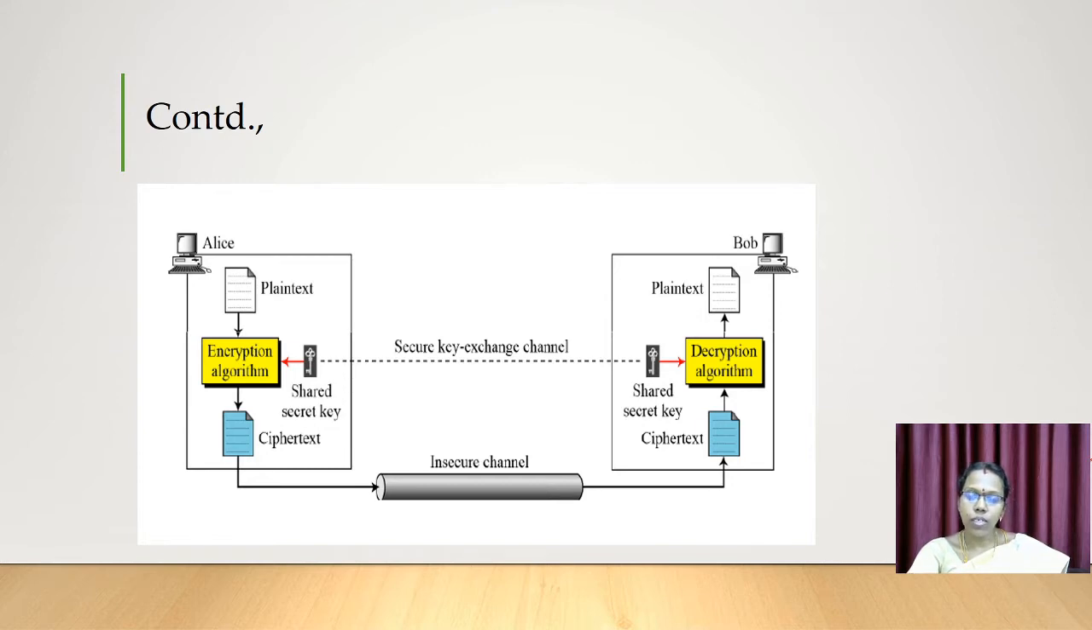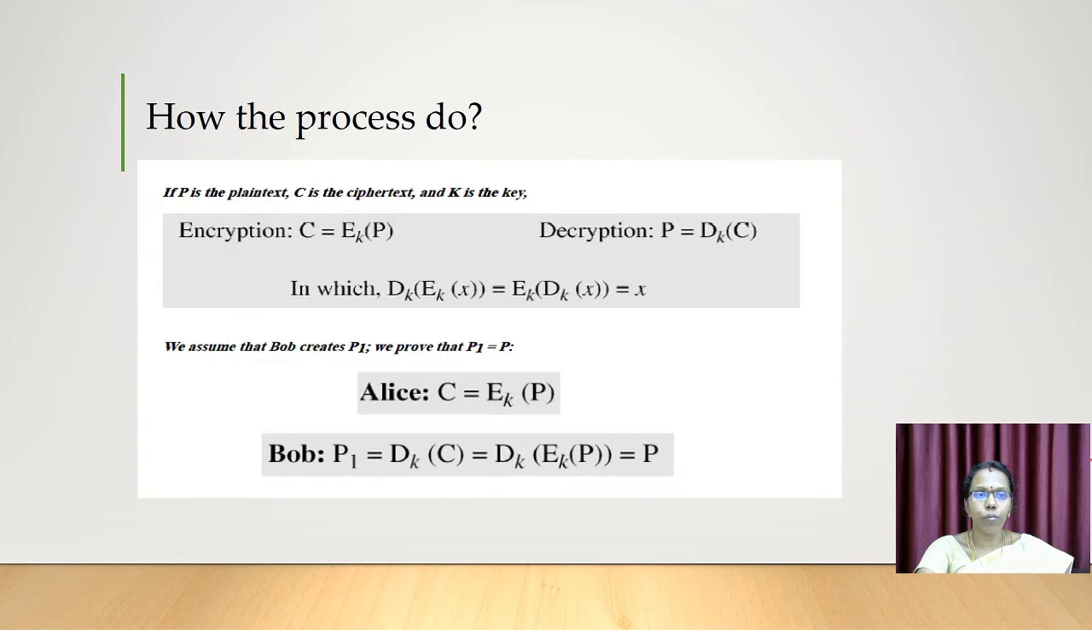On the receiving side, the ciphertext is decrypted into the plain text through the decryption algorithm. The decryption algorithm also uses the same secret key. So the key is the same for both the encryption and decryption process. For that reason, the algorithm is referred to as a symmetric key cipher.